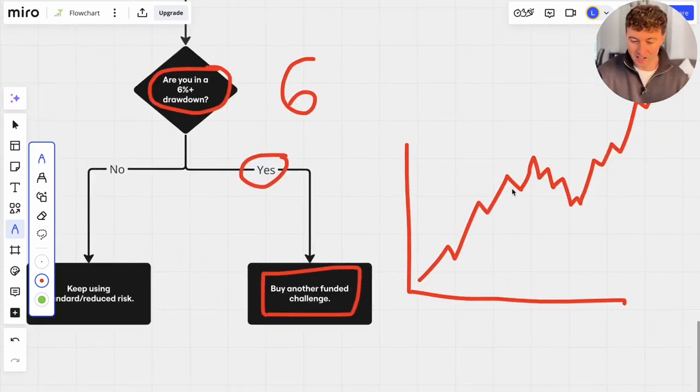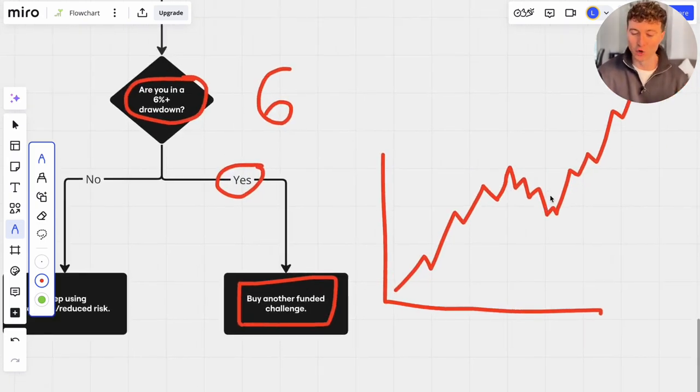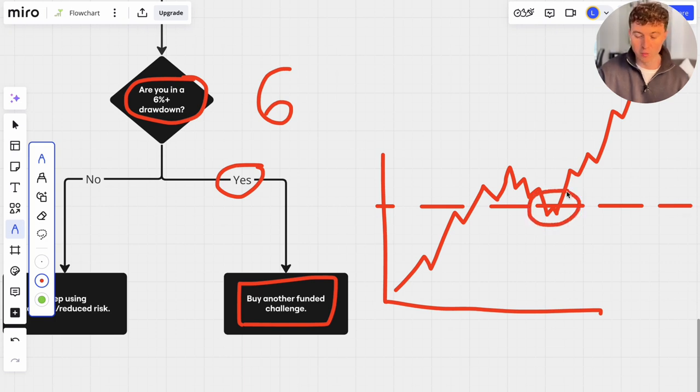Okay, so let's say that this is your equity curve right here. And let's say that this level right here is a 6% drawdown. So that's this area right here. Well, based on historic data, when we've seen a drawdown of say 5 or 6%, pretty much every single time we've seen price come out of this drawdown. So what actually happens when you buy a challenge during a significant drawdown?